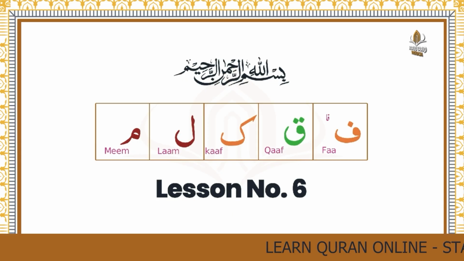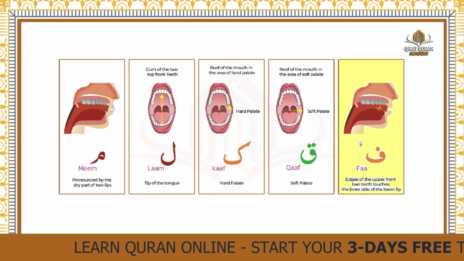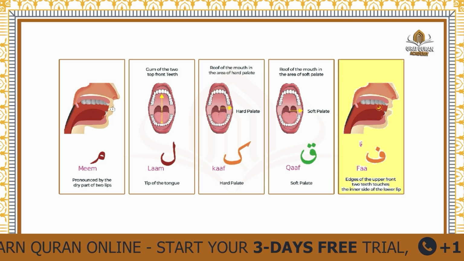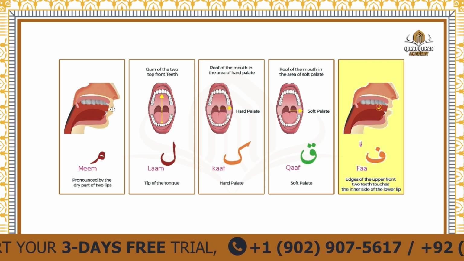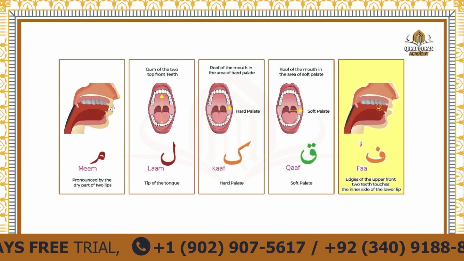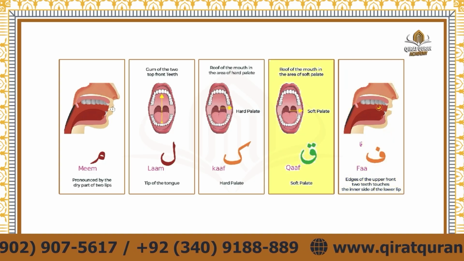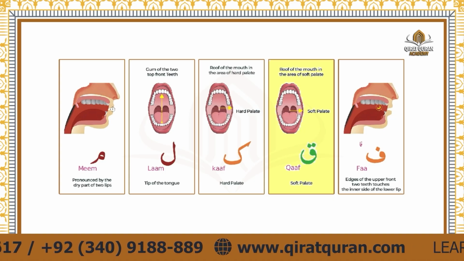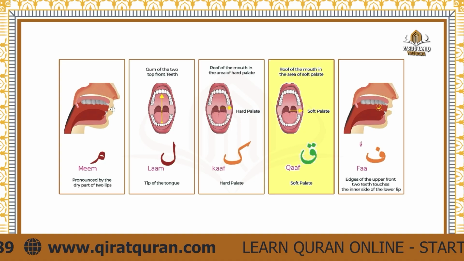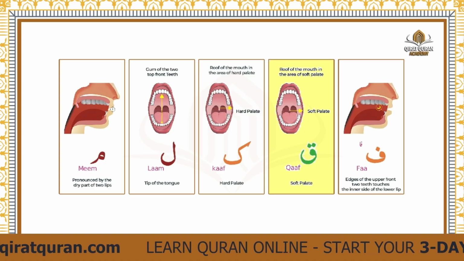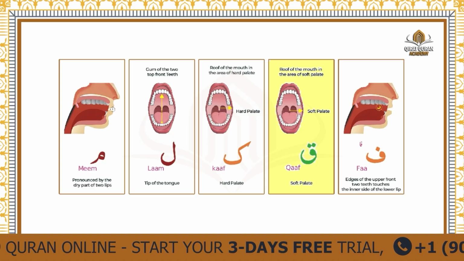And then we read about the origins of these letters. Fa. So for pronouncing fa, we have to use edges of the upper front 2 teeth touches the inner side of the lower lip. And qaf, we have to use the soft palate for reading qaf. This is the soft palate. We have to use it for reading qaf with a bold voice.